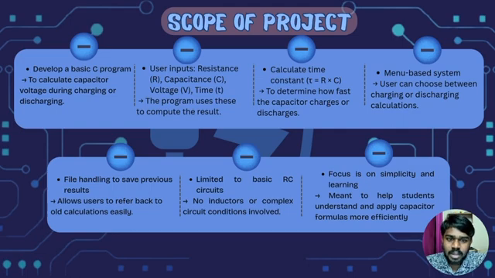The fourth one is the menu-based system, where the user can choose between charging or discharging calculation. To make the program user-friendly, a simple menu is provided so that the user can choose between two options: calculate the voltage during charging or during discharging. This makes the tool interactive and easy to navigate. The fifth one is file handling to save previous results, which allows users to refer back to old calculations easily.